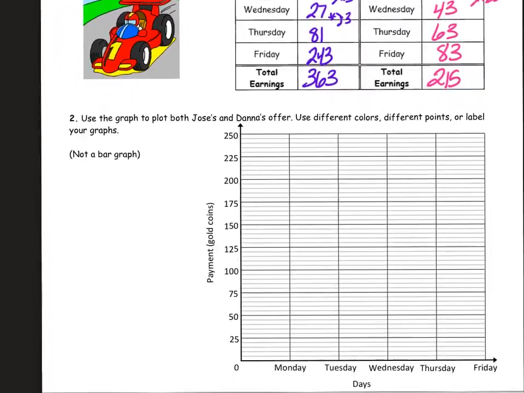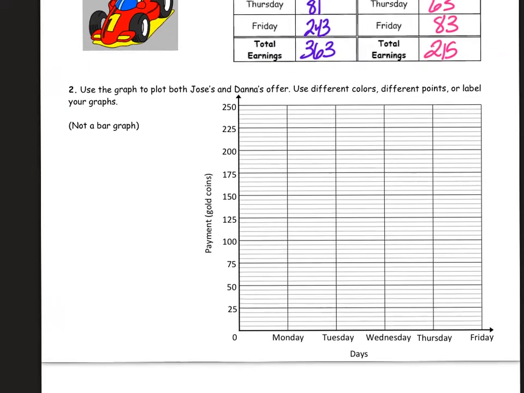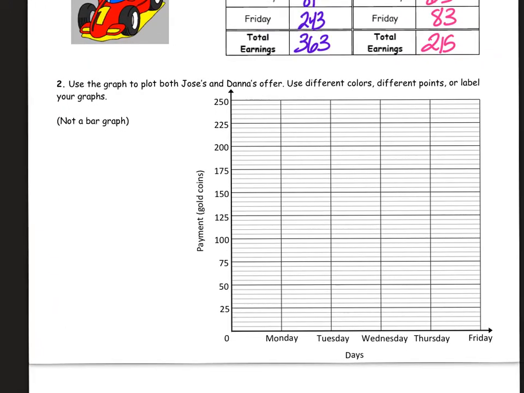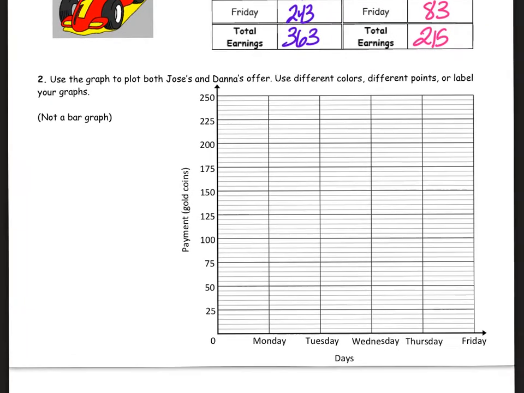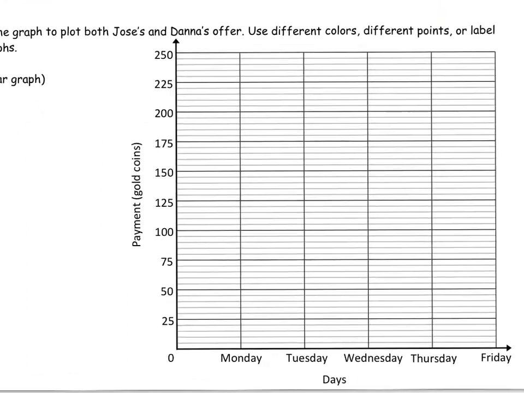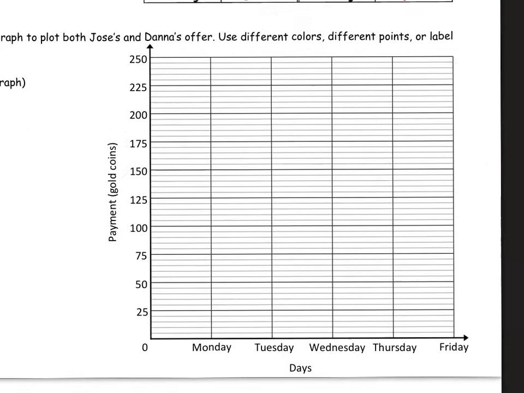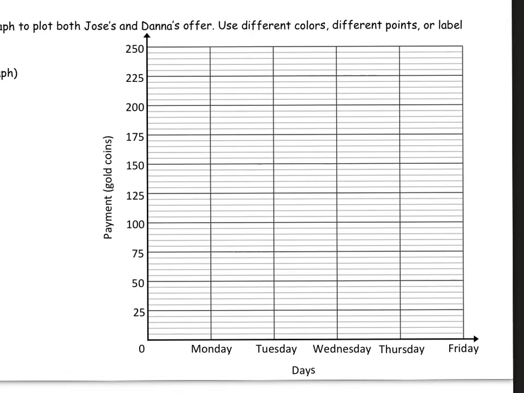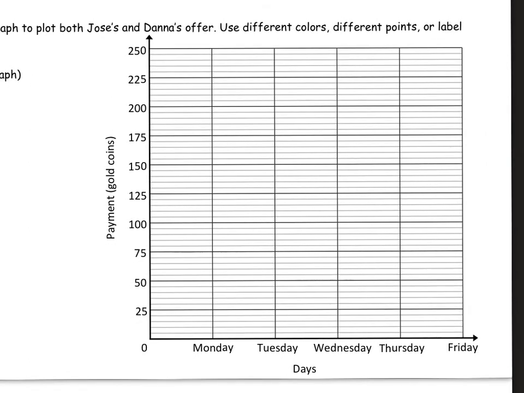So number 2 says, use the graph to plot both Jose and Donna's offer. Use different colors, different points, or label your graph. Okay, so we are going to do this. So Jose was purple, remember?